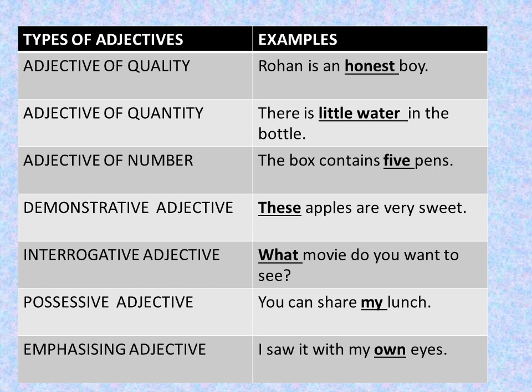Here the word 5 is the adjective, it acts as the adjective of number. Then we have demonstrative adjective, like these apples are very sweet. These is the demonstrative adjective. Interrogative adjective, we have an example like what movie do you want to see? So here the word what is the interrogative adjective. Then we have possessive adjective, you can share my lunch. Here the word my is the possessive adjective, and at the end we have emphasizing adjectives.